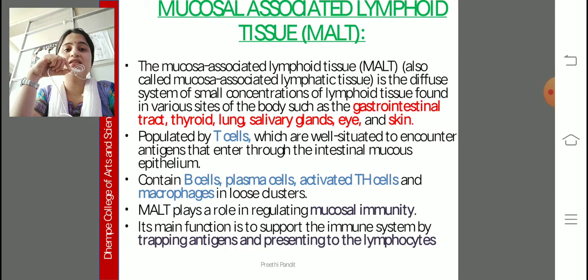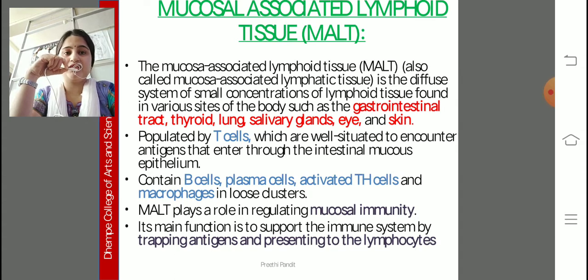The last immune organ which we will be discussing today is the mucosal associated lymphoid tissue, or the MALT. The MALT is a diffuse system of small concentrations of lymphoid tissue found in various sites of the body, such as the GI tract, the thyroid, lung, salivary glands, the eye, and the skin. All these places are sensitive. The eyes, the GI tract.